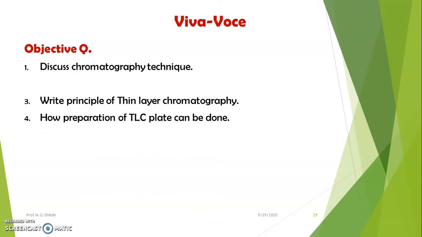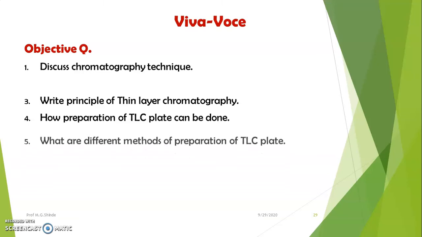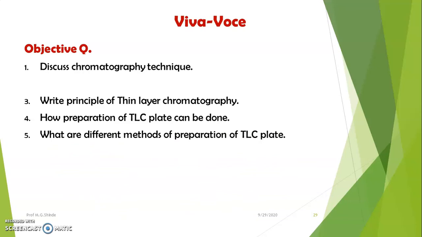The next question is how the preparation of a TLC plate can be done. As we discussed earlier, TLC plates can be prepared by making a slurry, using different techniques such as pouring, spreading, spraying, or dipping, and then activation of the TLC plate can be done in a hot air oven or on a hot plate. As we discussed earlier, there are also different methods of development of these TLC plates.